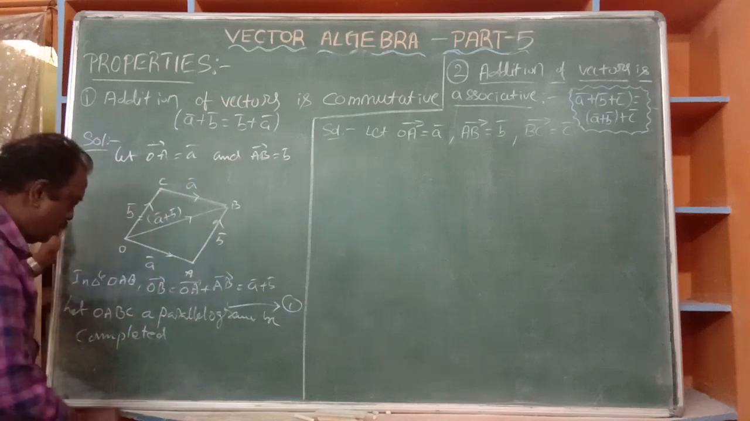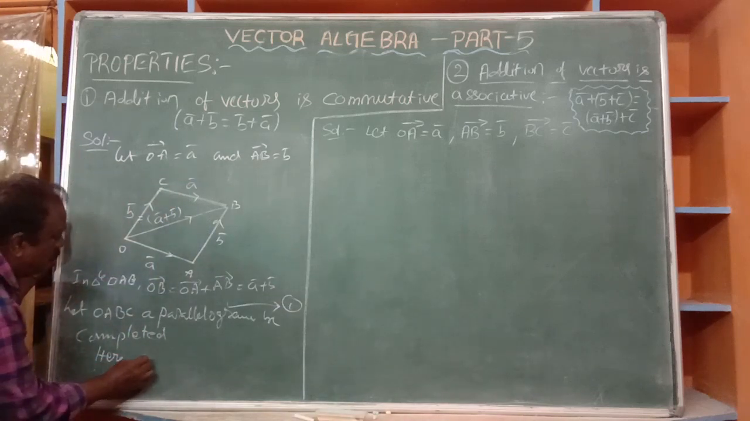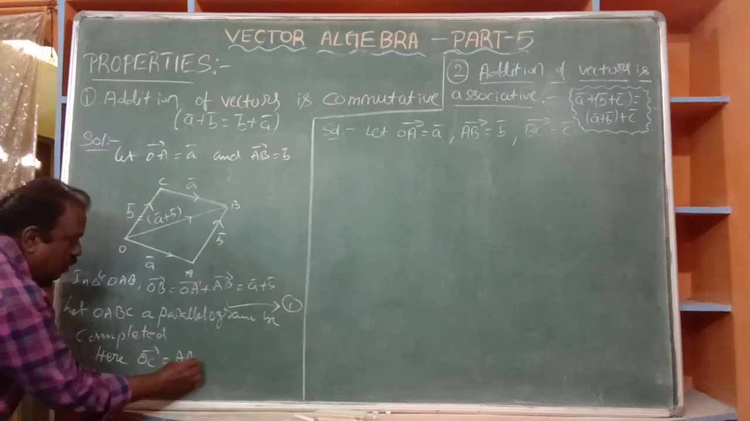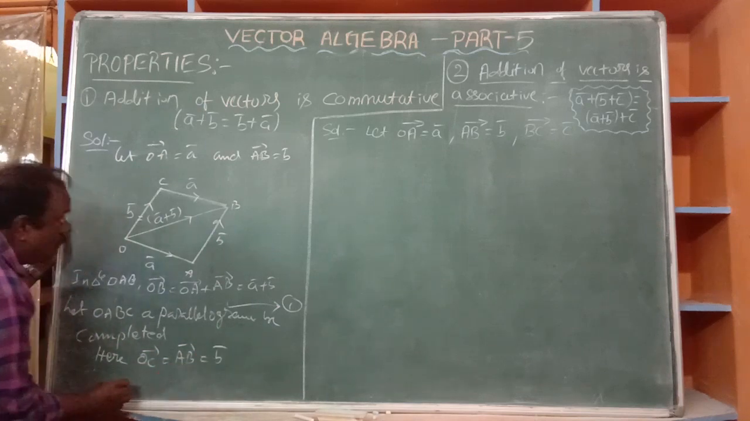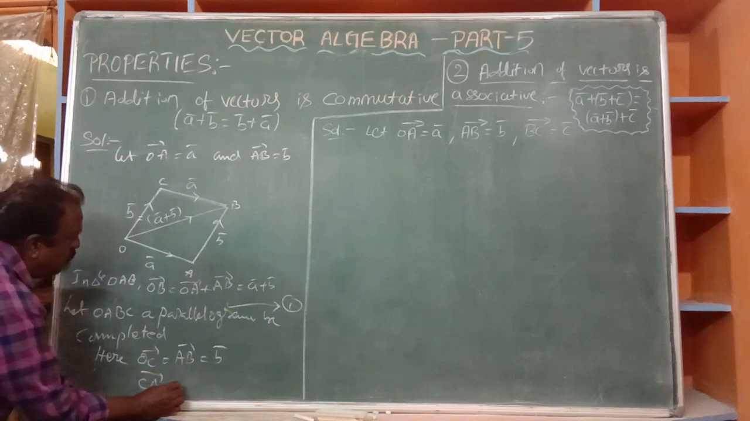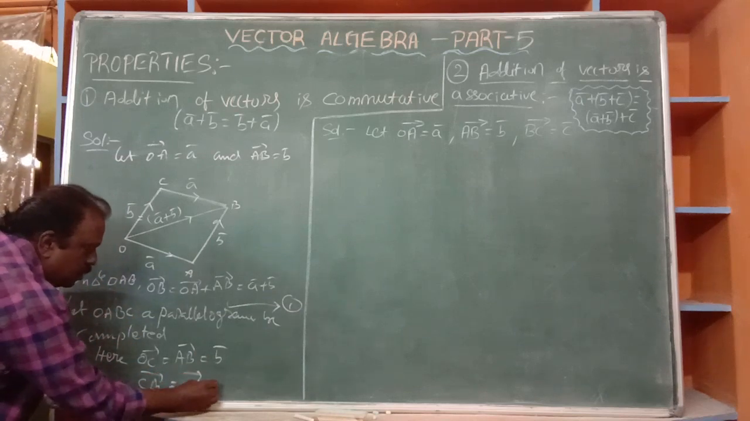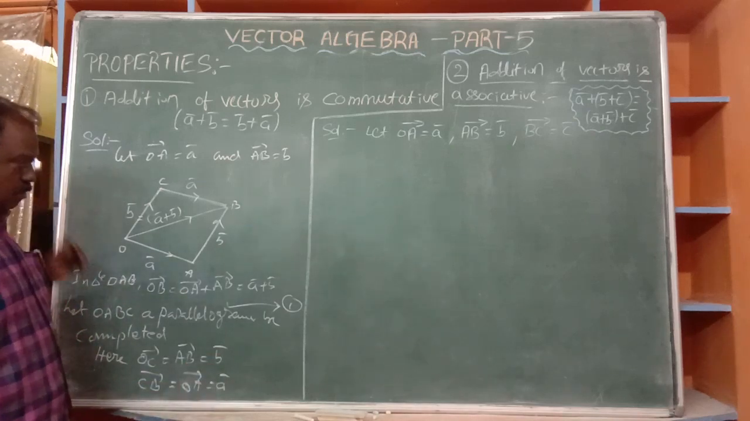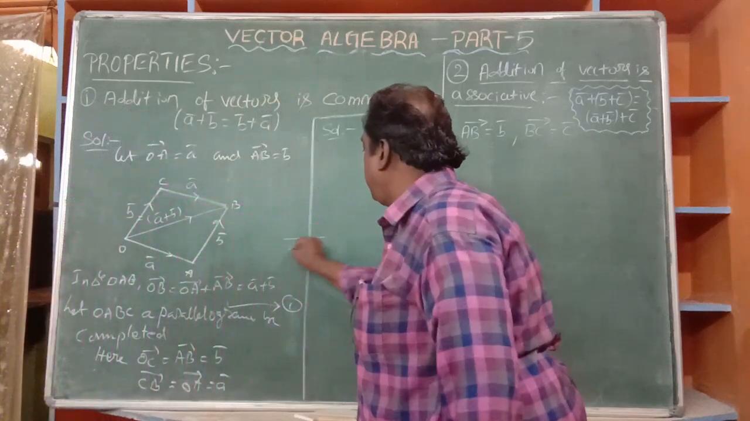Okay? Here we can understand. Here OC bar is equal to AB bar, that is equal to B bar. And what is CB bar? CB bar is equal to nothing but OA bar, that is equal to A bar. Okay? Now I will write here. Observe it. I will write here.